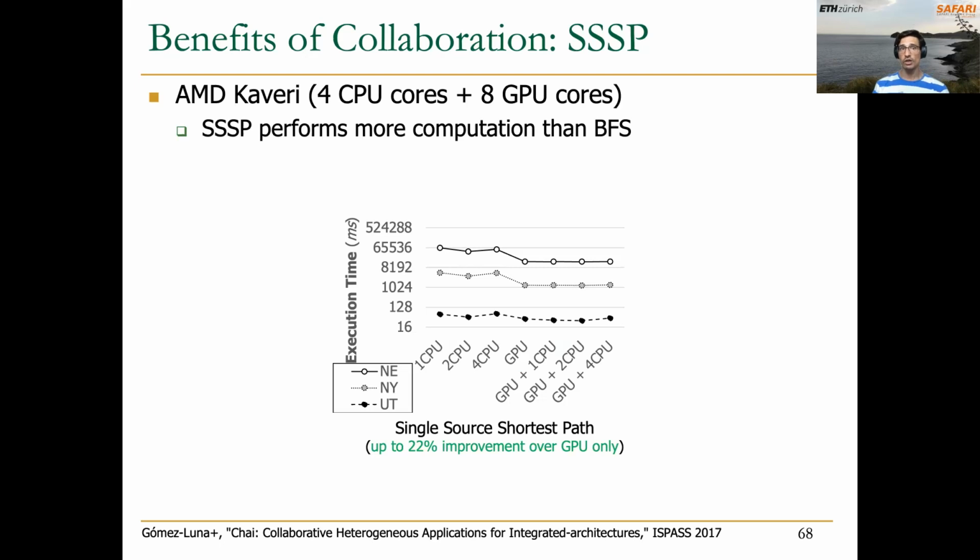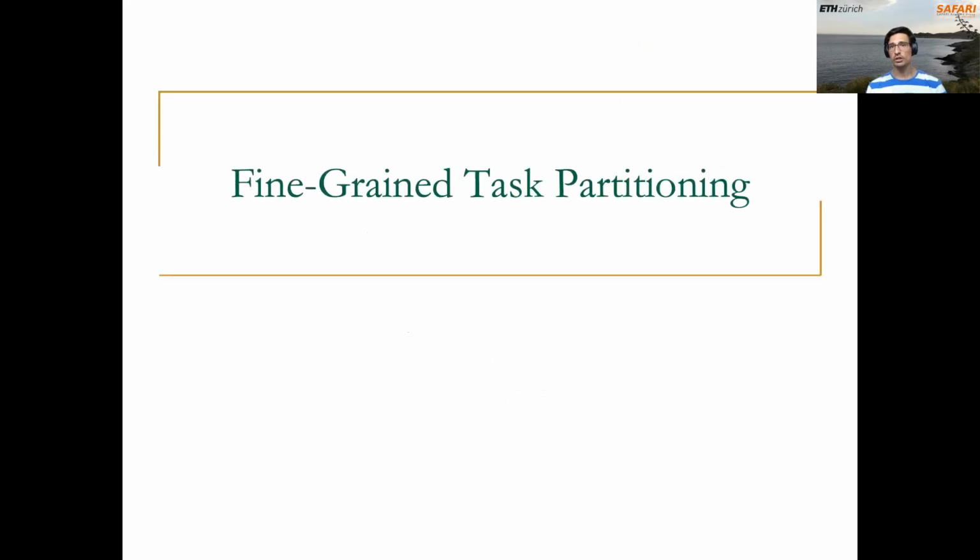In this case, it's not BFS, it's SSSP. It's a single source shortest path. It's a very similar algorithm, just with a little bit more computation. And here for 3 different graphs, we can see that there is up to 22% performance improvement over the GPU-only version. So these are our examples for coarse-grained task partitioning.